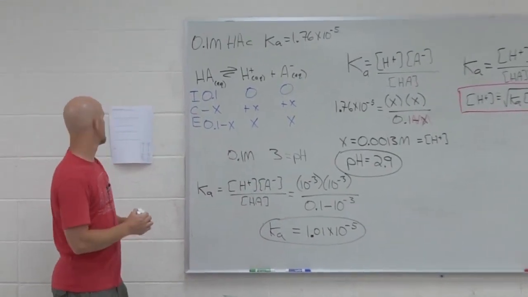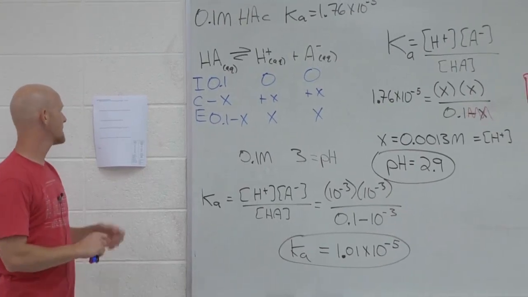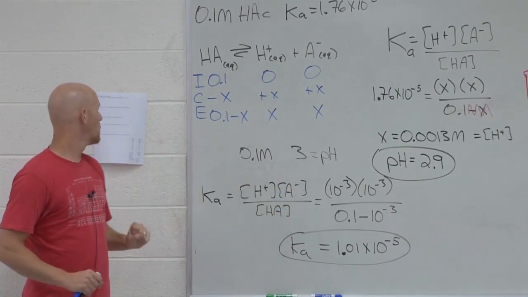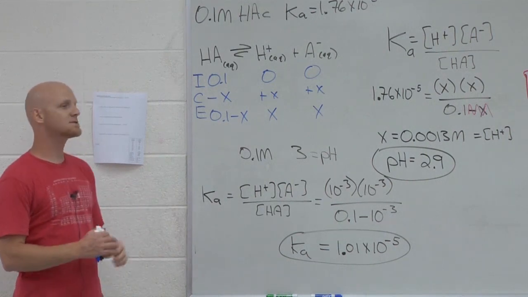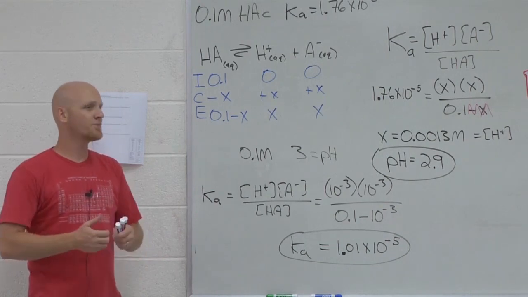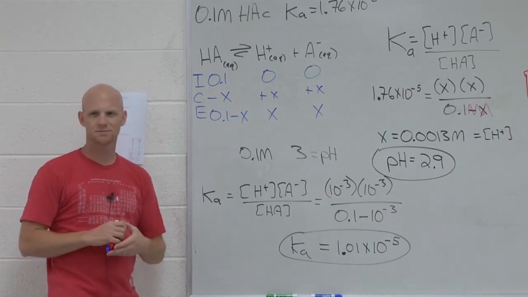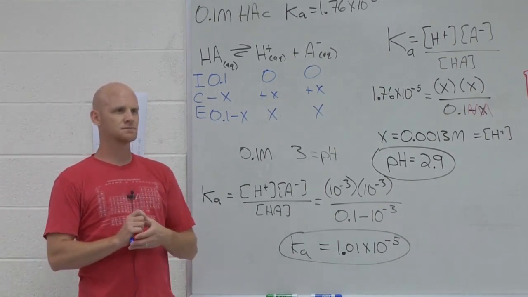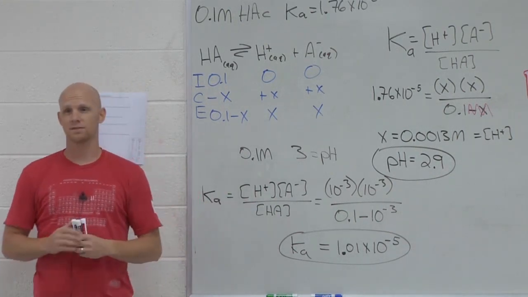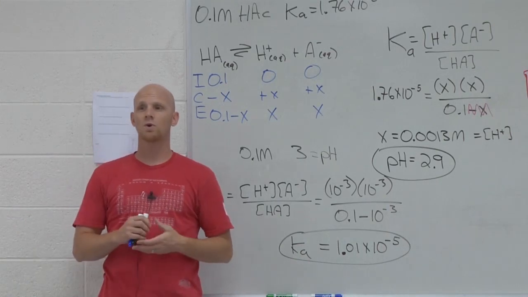Okay. We got one more question here about a weak acid. For this weak acid we just dealt with in part B, what is the percent dissociation of the acid? Well, what's a percentage? It's part over whole times 100.